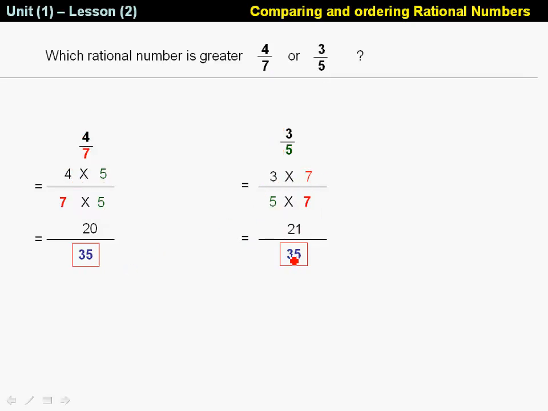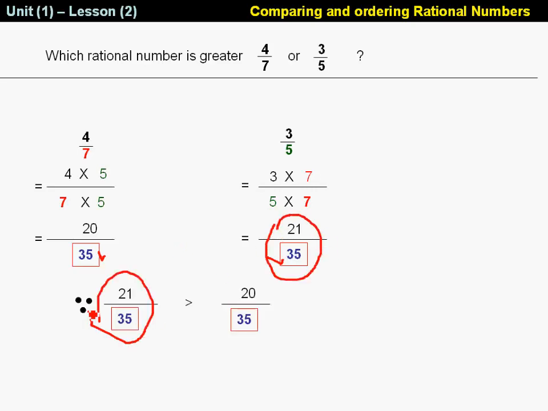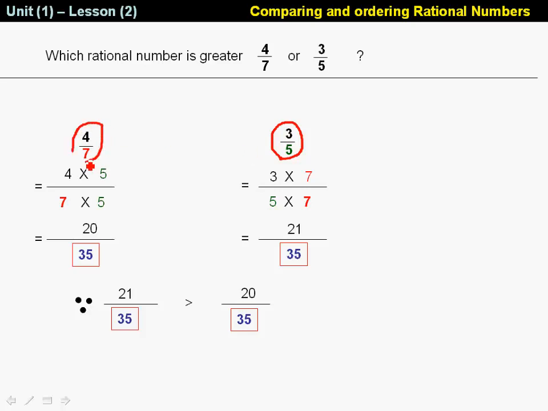And here is 35. Because this denominator is equal to this denominator, in this case we can compare between the two numerators. This is 20 and this is 21. 21 is greater than 20. 21 over 35 is 3 over 5. And the 20 over 35 is the 4 over 7. So 3 over 5 is greater than 4 over 7.